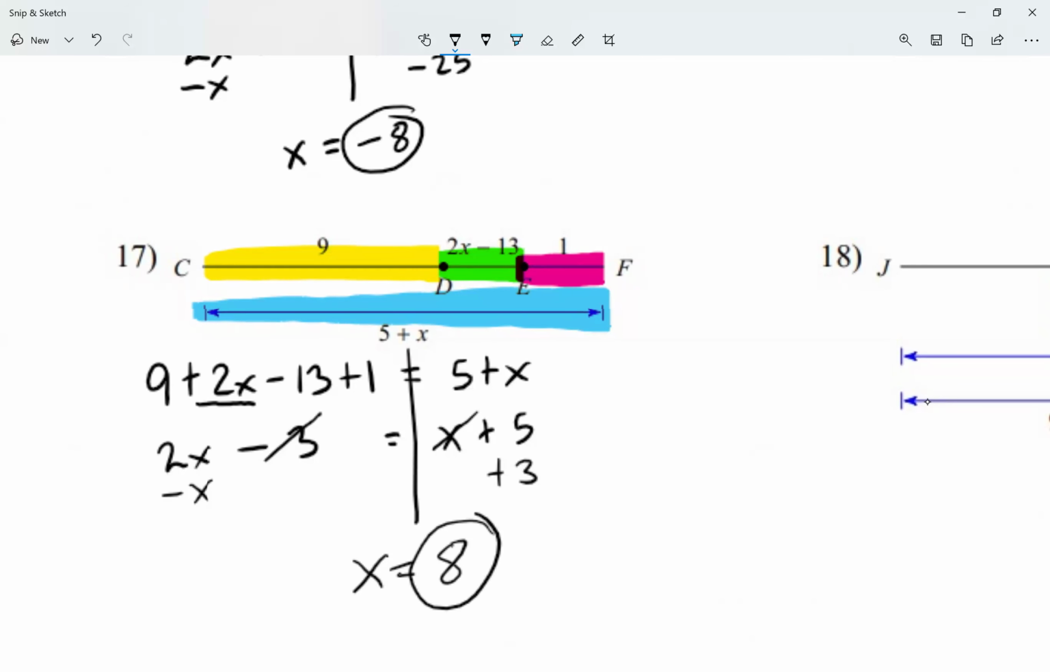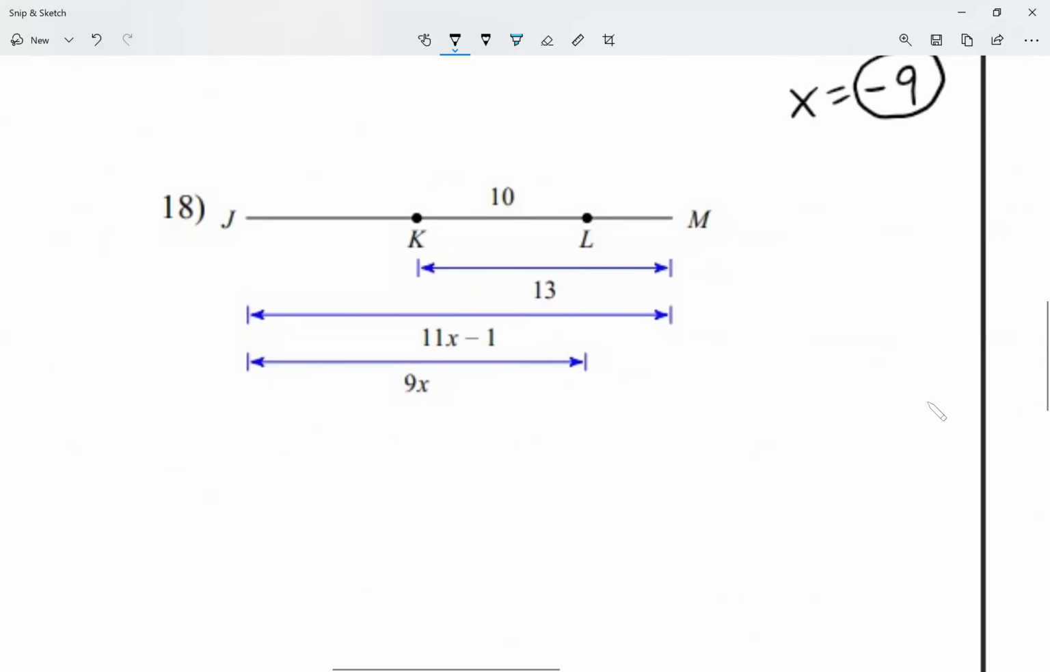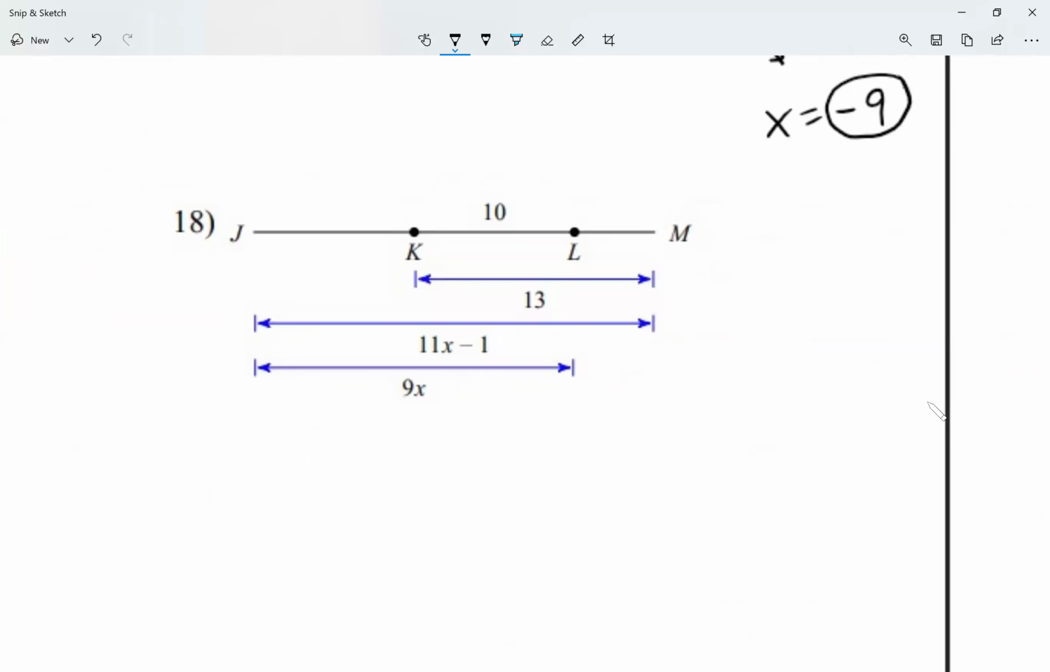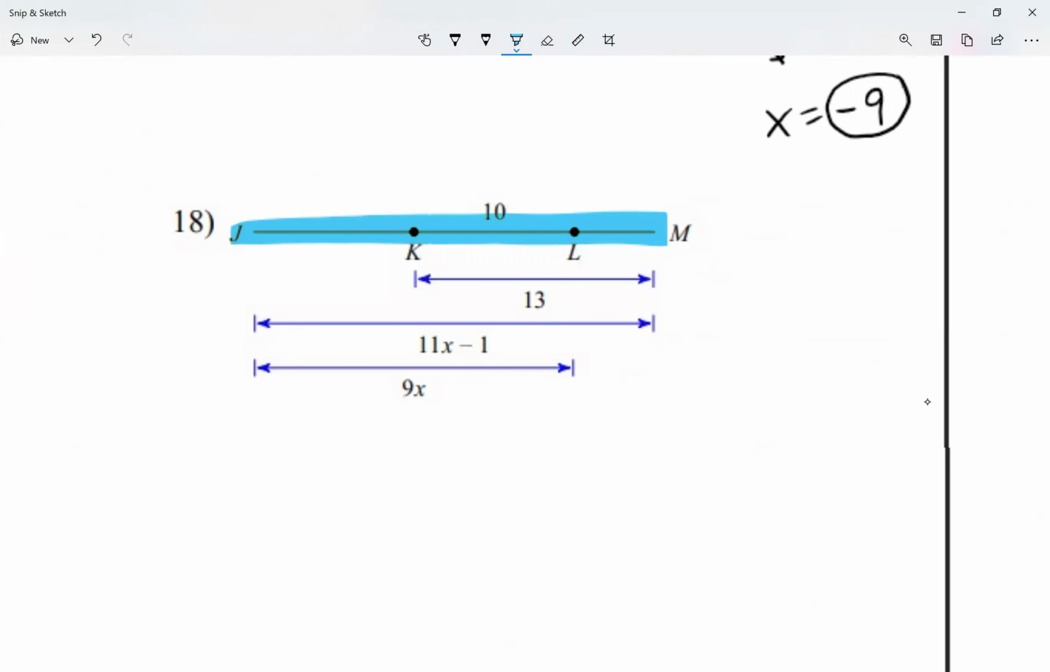My answer is 8. Now, let's take a look at number 18. There's a bunch of segments here. Now, let me highlight in yellow, or actually, let me go in blue to do a big segment. This one, I don't know all of the information from that side. I just know the distance from K to L is 10, but I don't know anything about L to M, and I don't know anything about J through K. So let me not do that.